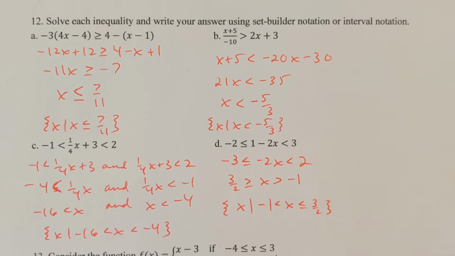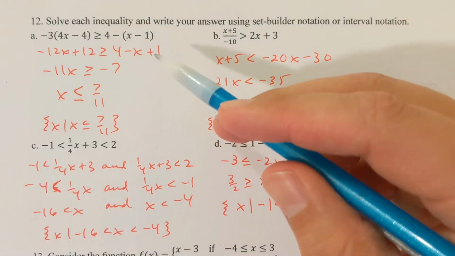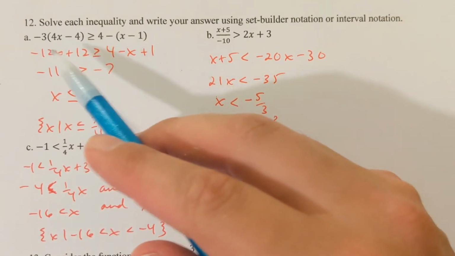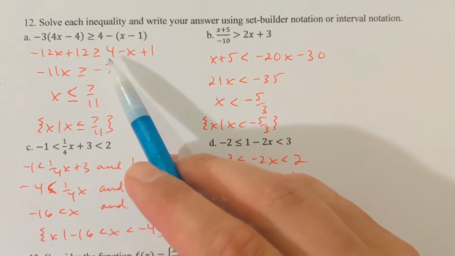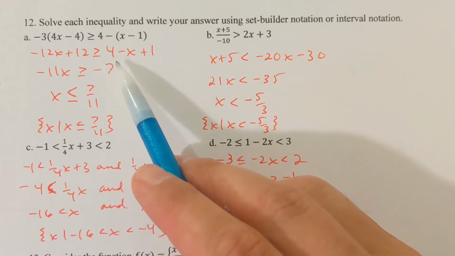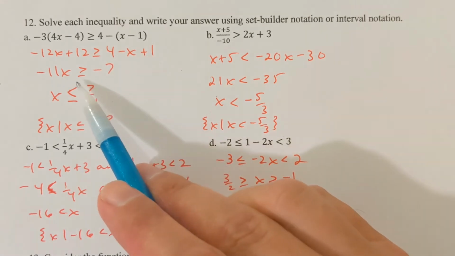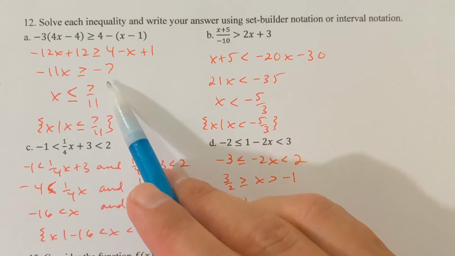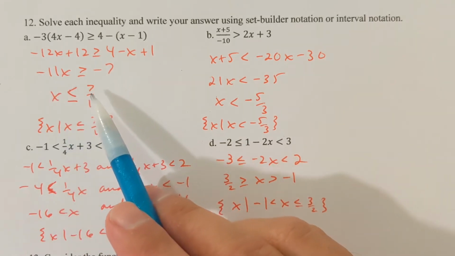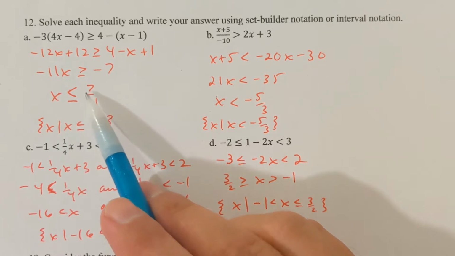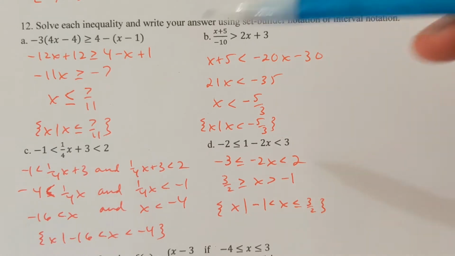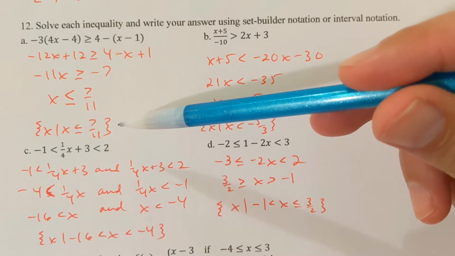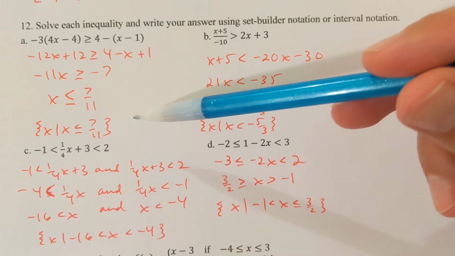I want to distribute the negative first, so it's minus x plus 1. Also distribute the negative 3 there, negative 12x plus 12. If I add 1 and then subtract 12, negative 7 is on the right. Divide by negative 11. Negative 7 over negative 11, I've got to flip the sign. So anything less than or equal to negative 7/11 is okay. Set of all x such that x is less than or equal to negative 7/11.